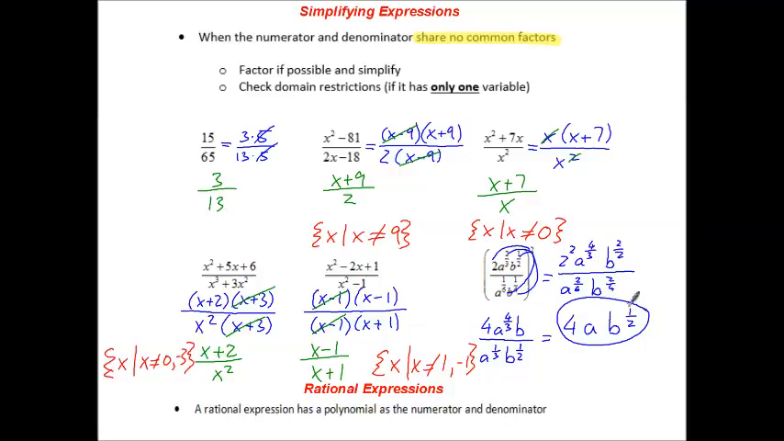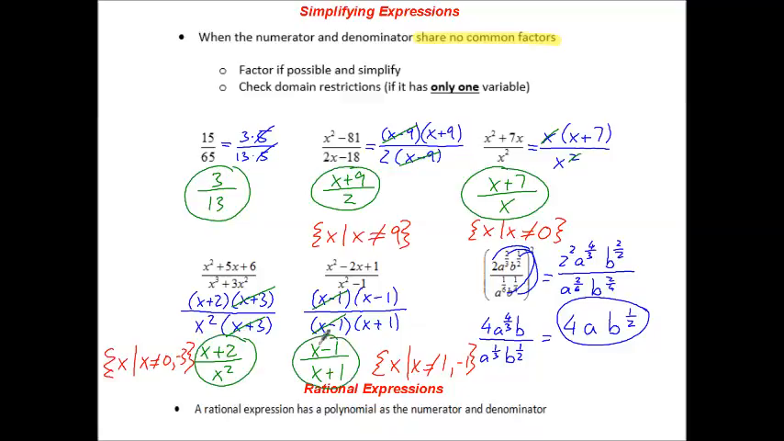Now let's circle our final answer, just like the previous ones also. Here we do not have to look for domain restrictions because we have more than one variable. Okay, so now we can also talk about rational expressions more specifically. A rational expression has a polynomial as the numerator and the denominator.